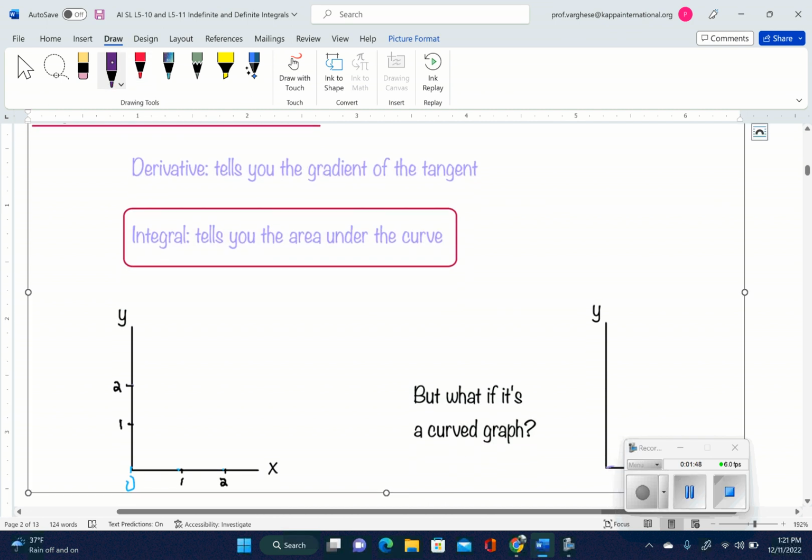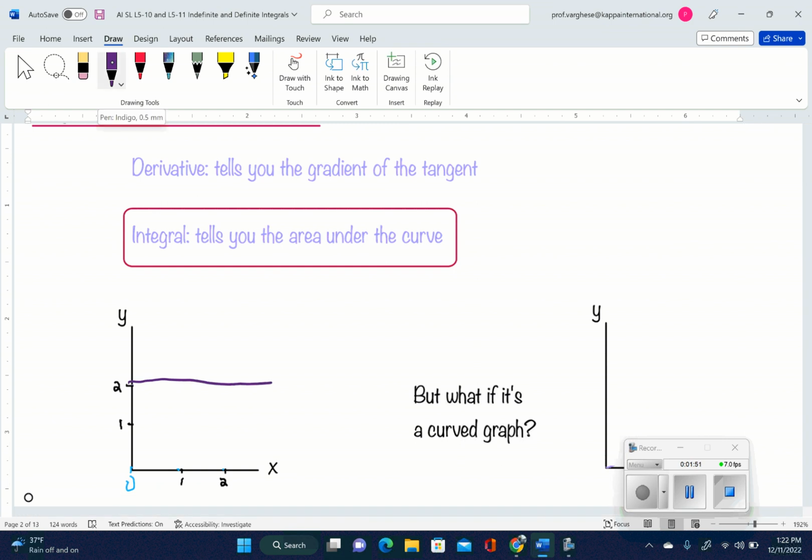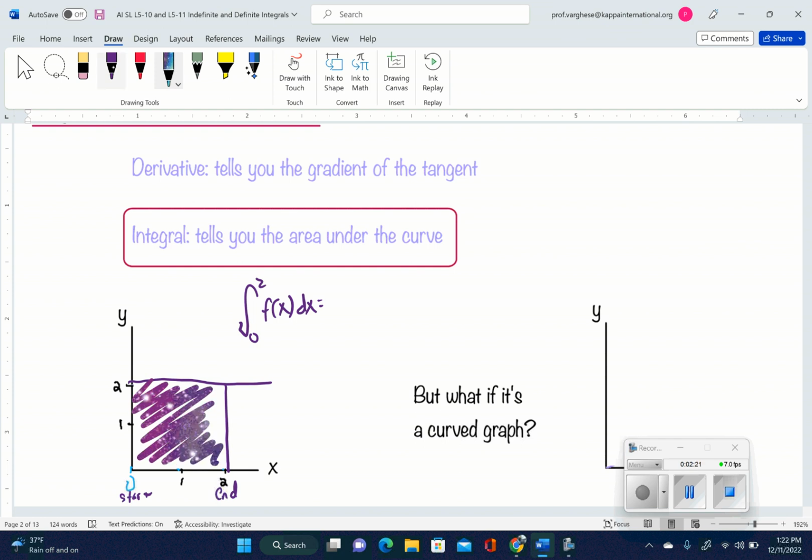So for example, if we have a function that looks something like this, like a straight line, and we're looking to find the integral or the area under the curve from 0, this is our start, and this is our end. So we're looking to find the integral of f of x dx from 0 to 2. All you have to do is, this is a rectangle, and to find the area of this rectangle, all you have to do is length times width or base times height. So this is 2, this is 2, so 2 times 2 is equal to 4. So our integral or our area is 4, okay?